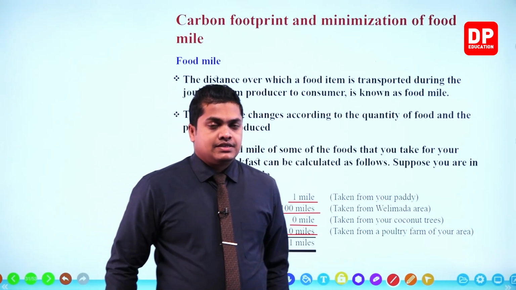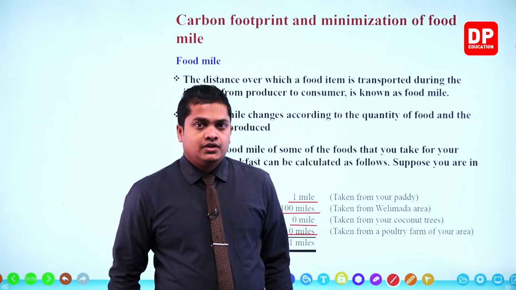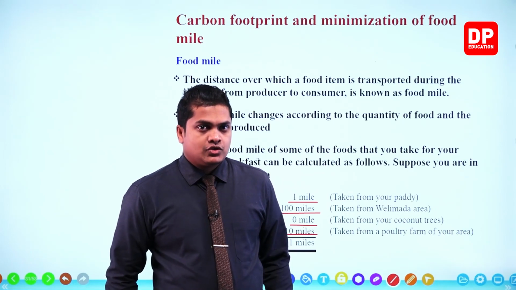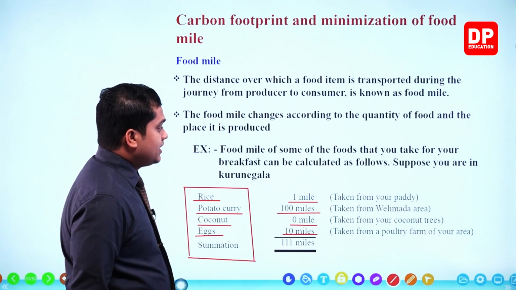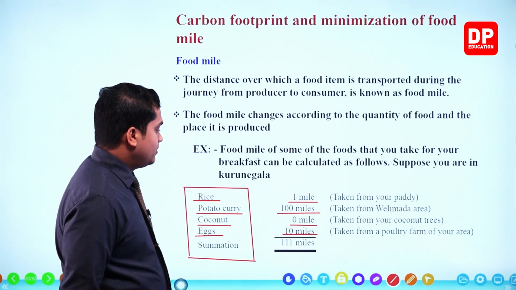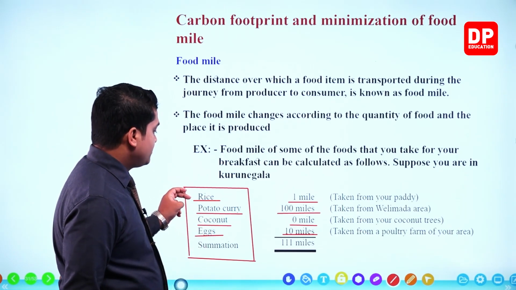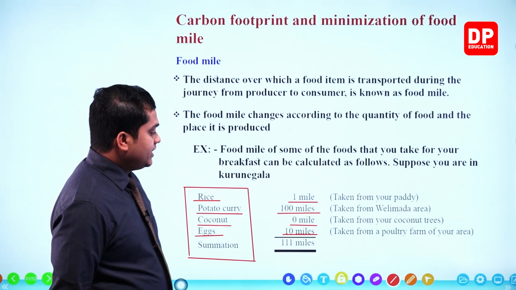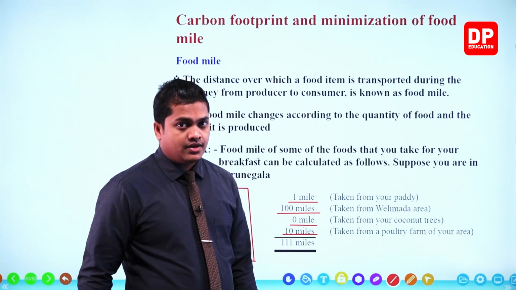Okay, the distance by which each food item in our meals traveled from producer to the consumer. This is what you mean by the food mile. So here we have done a calculation by taking an example that we are living in the Kurunegala area, and as our breakfast we took these food items: rice, potato curry, coconut and eggs. So we got the answer as 111 miles. This is the food mile of our breakfast, right?